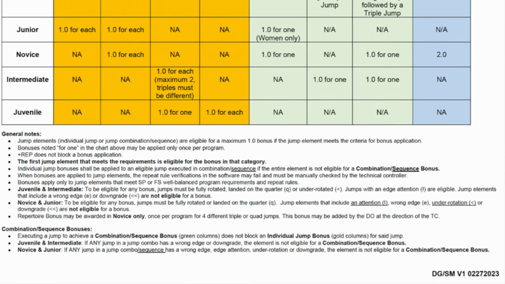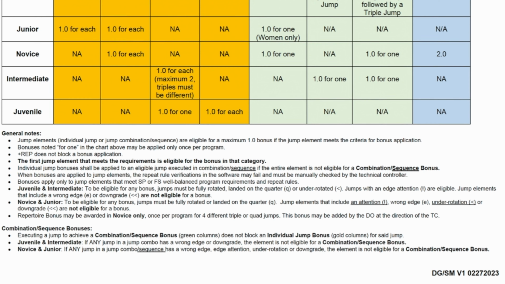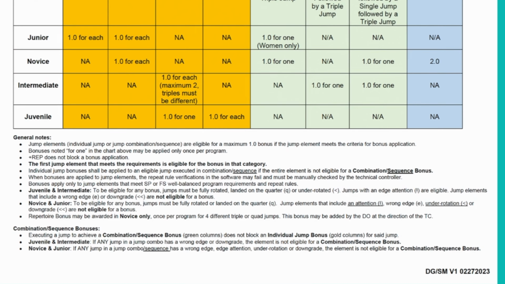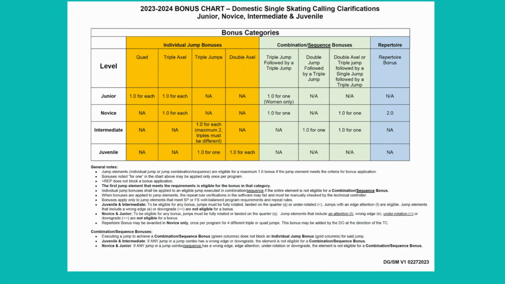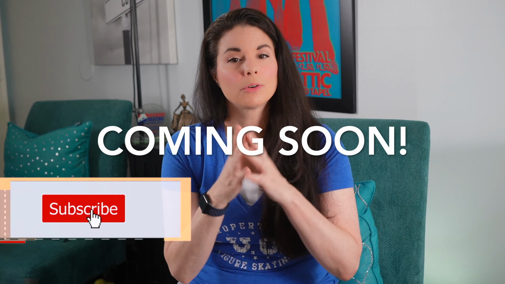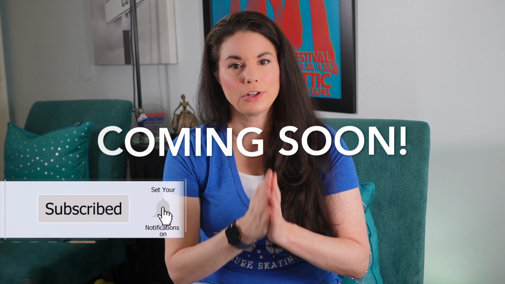Repertoire bonus may be awarded in novice only, and only once per program, for 4 different triple or quad jumps. This bonus may be applied by the data operator at the direction of the technical controller. Domestically, we also have the protocol feedback initiative that I discussed in a separate video, so I'm not going to get into that in this video. Let's move on to falls.